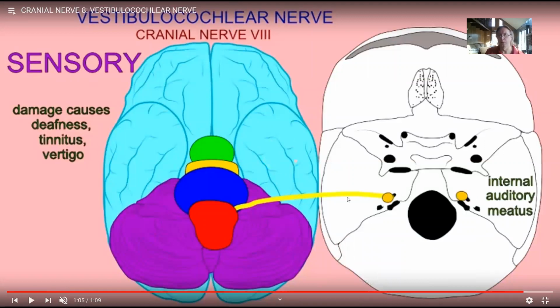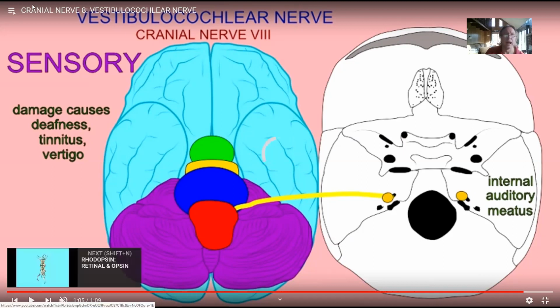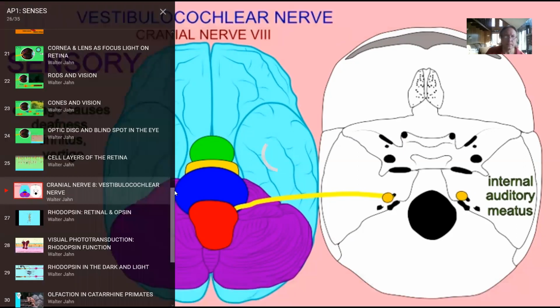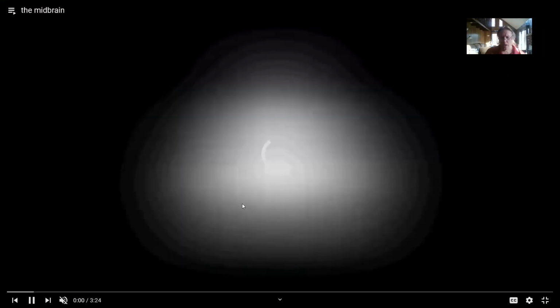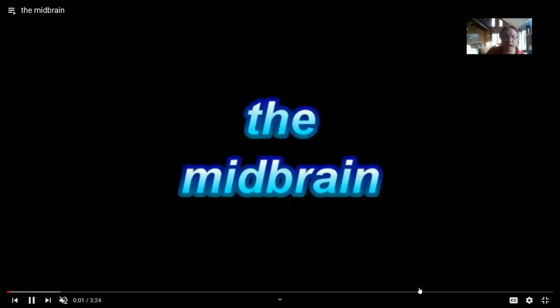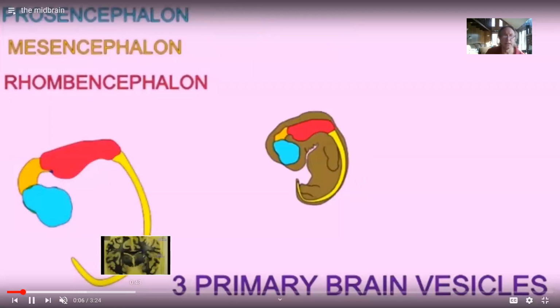The internal auditory meatus is where the vestibulocochlear nerve arises, in this space. Remember that inside this part of the temporal bone is where the middle and inner ears are. So the nerve comes out that opening and then reaches the brain, and damage here can cause deafness, ringing in the ears, tinnitus, vertigo, problems with balance, and other problems. In the brain, this information will then go multiple places, one being the inferior colliculus of the midbrain.